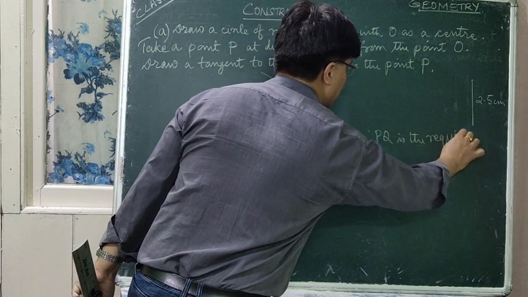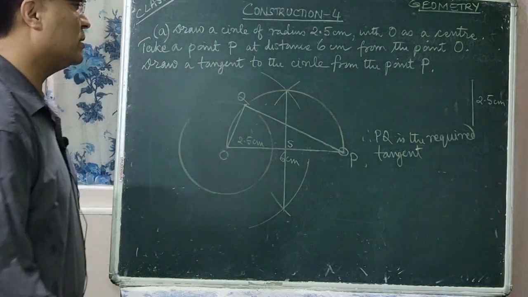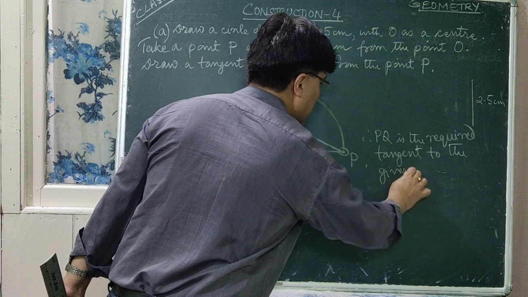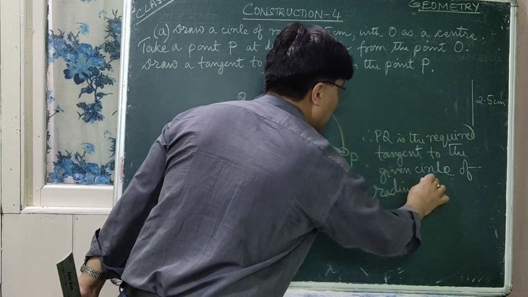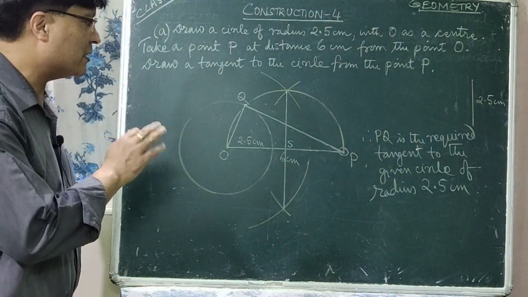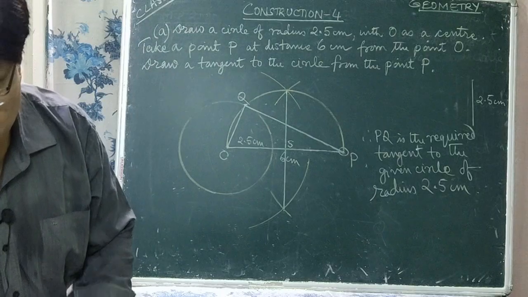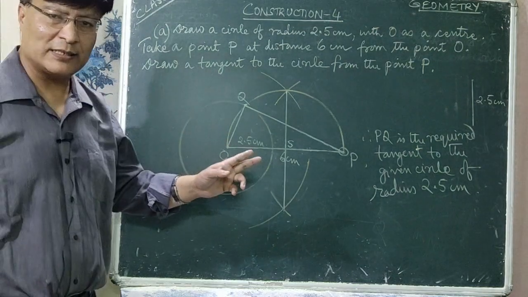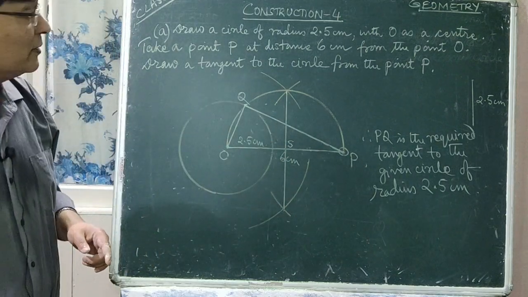PQ is the required tangent to the given circle of radius 2.5 centimeter. Is that clear? So now, just now we learnt how to draw a tangent to the given circle from a point outside the circle. Is that clear?